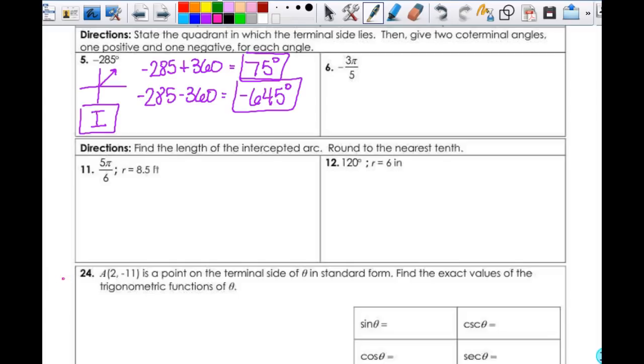All right, so negative 3 pi fifths. Here I'm at 0. This would give me 5 pi fifths. Halfway in between would be like 2.5 pi fifths. So since I went 3, I'm here in the third quadrant.